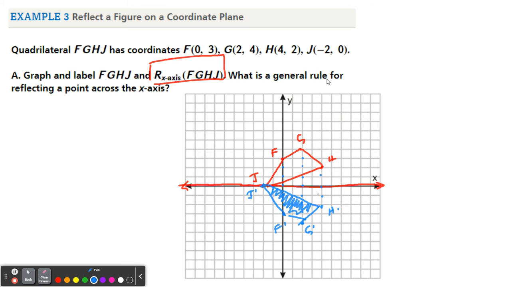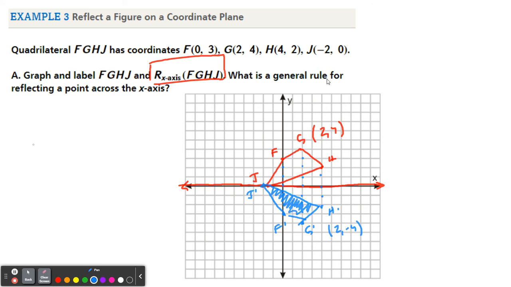So what's the rule, right? Well, if you take a look here, let's look at F, right? F's bad because that is 0. Let's look at G. G's coordinates were 2, 4. Well, now what are G prime's coordinates? G prime's coordinates are 2, negative 4. So what happened is the y turned opposite of what it was. Notice I didn't say negative because if it was negative, it would turn positive, opposite of what it was.